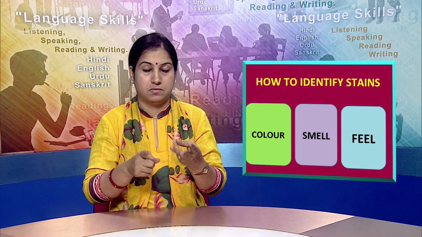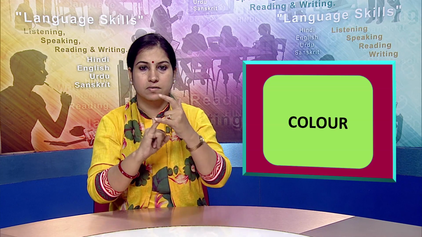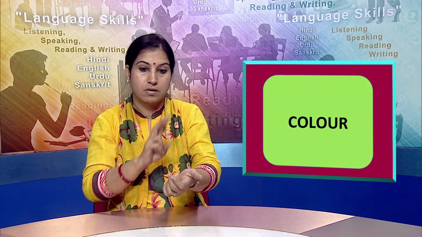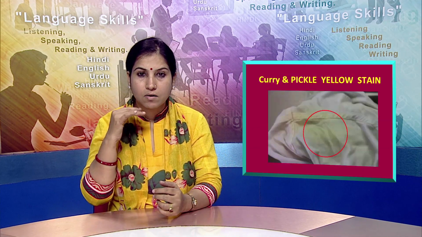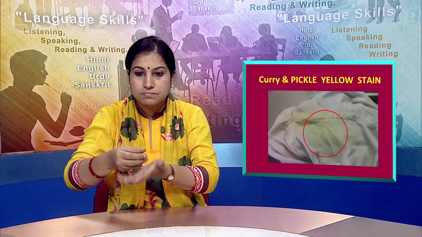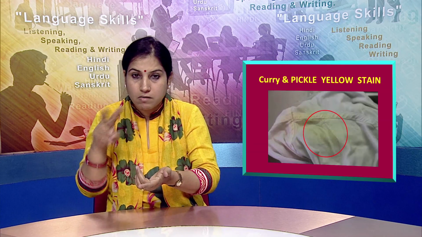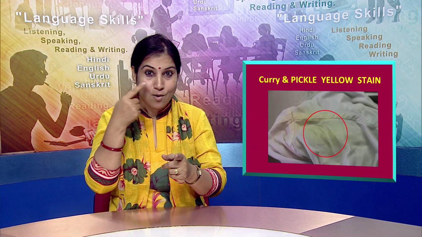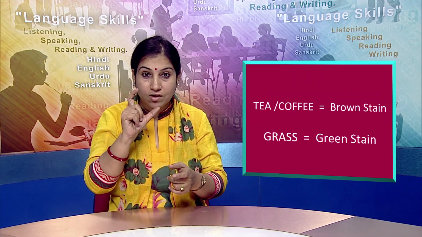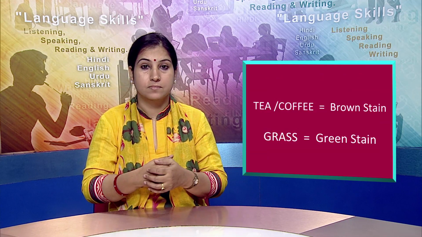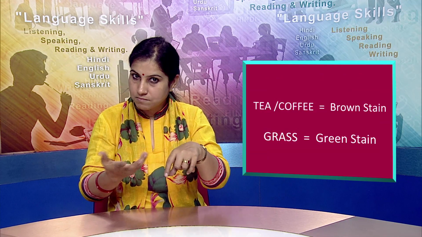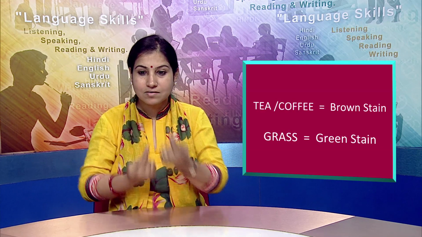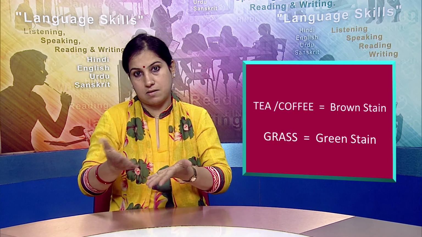Color. Every stain has a specific color. For example, color of curry, pickle is yellow, coffee, tea stain is brown, and a grass stain is green, and so on.